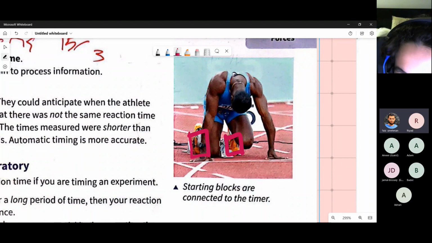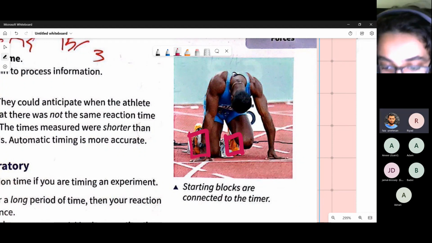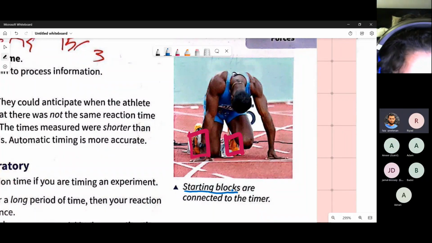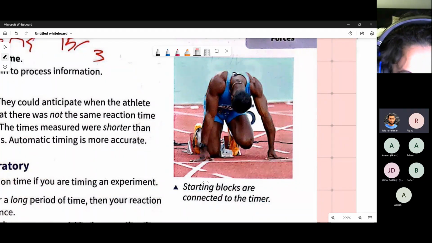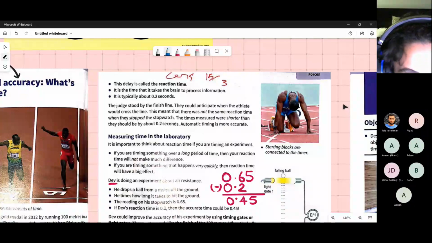We have some blocks here, the sensors, okay? So when he pushes these starting blocks, the time gets started. Yes? Or no? I think yes. See, mister, it is written here: starting blocks are connected to the timer. So it also helps us know when the racer or the sprinter started his race. Mister, I will know when he started running.